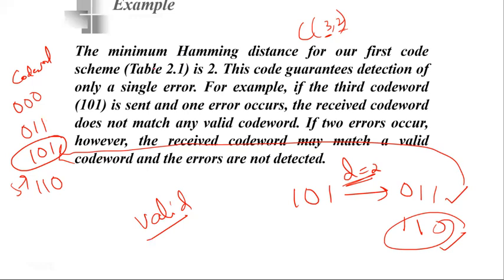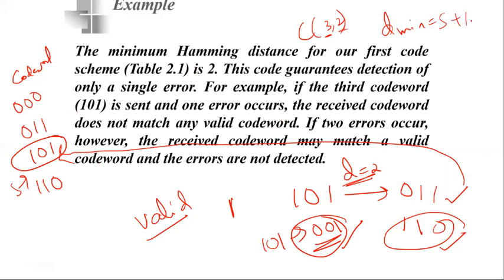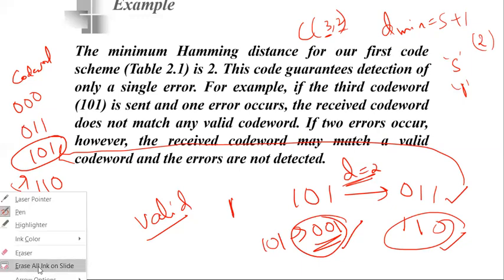So here the minimum Hamming distance is 2. That means we may be able to detect only a single error. So in case of 101, if we had sent 001, now you see that this is not in our table, and when the receiver receives this code word, it will know that this is not in my table, so this is not a valid code word. Hence we are saying that whenever the minimum Hamming distance is S plus 1, the receiver will be able to detect S errors. So in this case, the minimum Hamming distance is 2, meaning the receiver will be able to detect only one error. Okay, so this is the example.